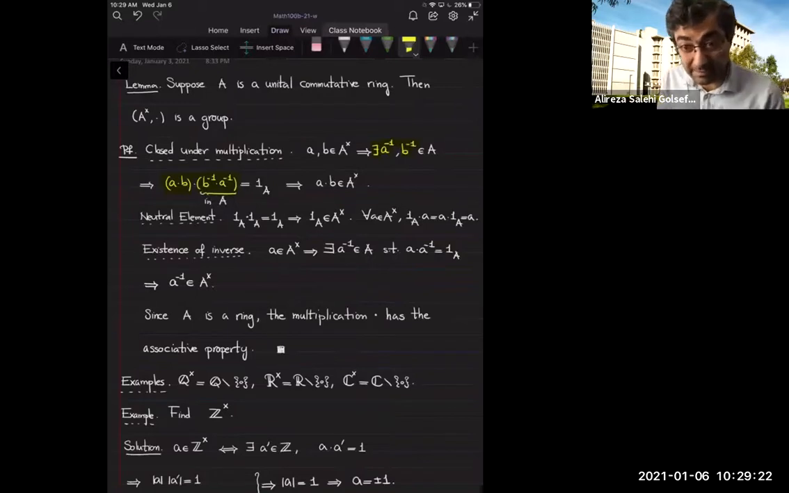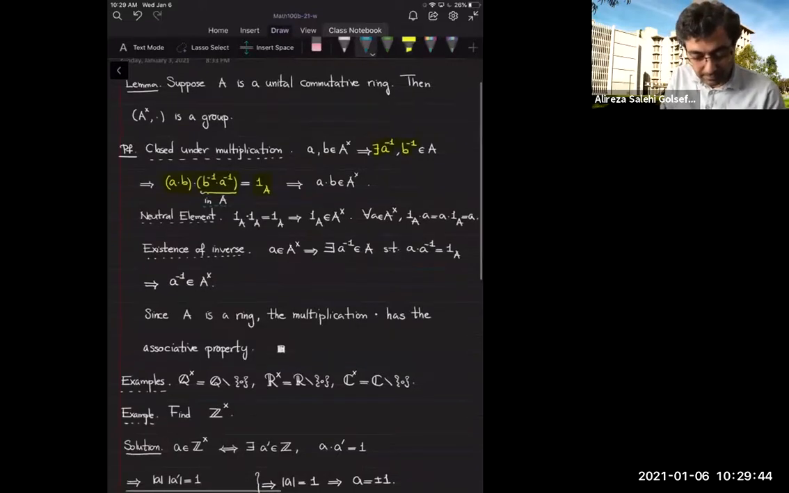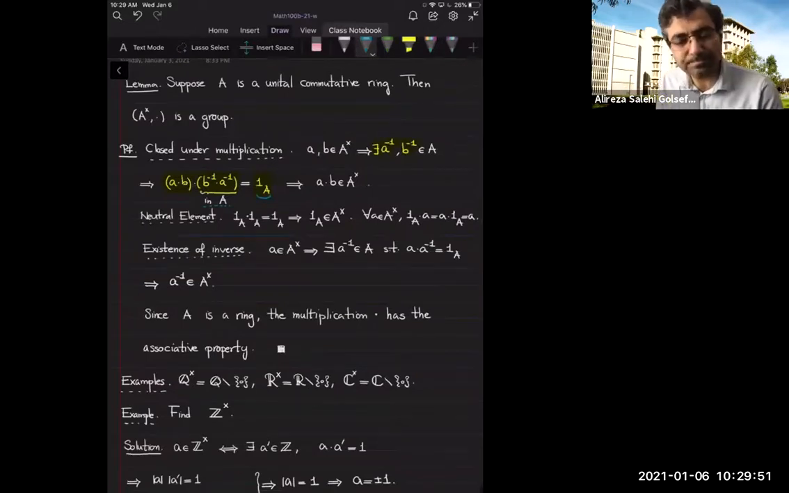Notice that B inverse and A inverse, both of them are in the ring. Ring is closed under multiplication, so their product is also inside the ring. Now, by using associativity, one can easily see that this product is, in fact, identity. This means I can multiply AB by some element inside the ring and get 1. Therefore, A times B is a unit. Okay, good. So it's closed under multiplication.